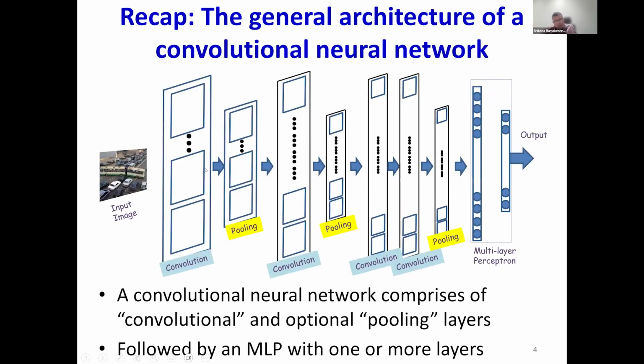So here's what the convolutional neural network looked like. It comprised convolutional and optional pooling layers, followed by an MLP with one or more layers.